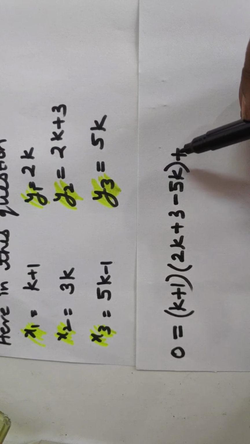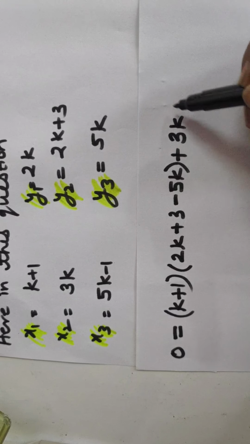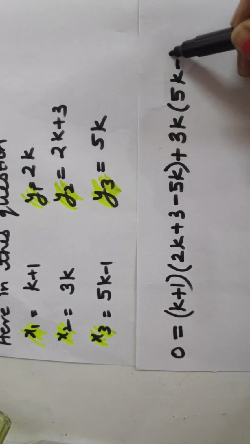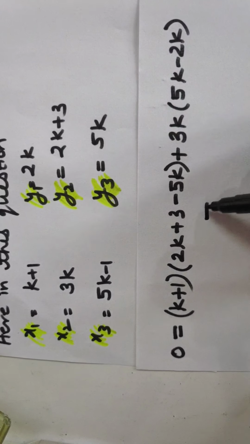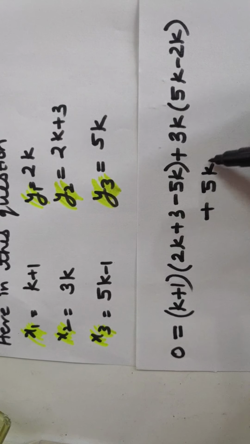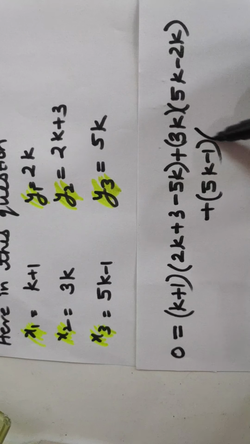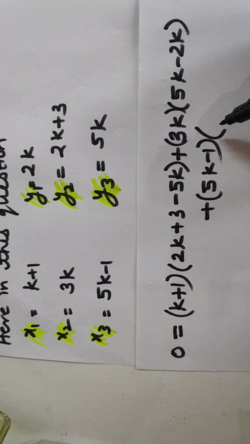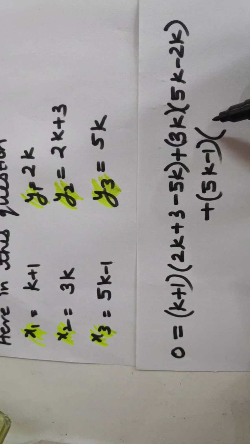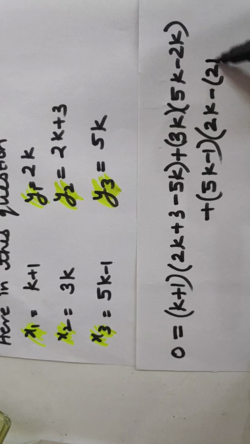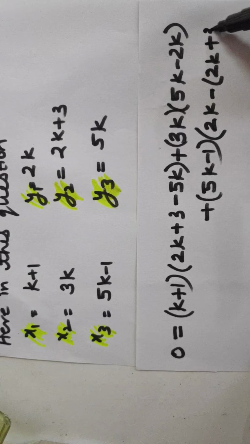Plus x2 will come, x2 is 3k, and y3 minus y1, it means 5k minus 2k will come, plus x3, that is 5k minus 1. We need to always put it in the bracket, otherwise the calculation will be wrong. Now y1 minus y2 will come, that is 2k minus (2k plus 3).